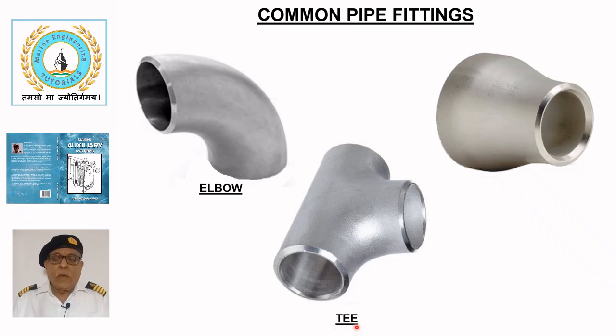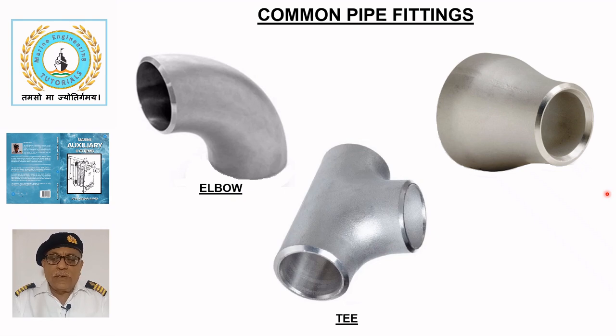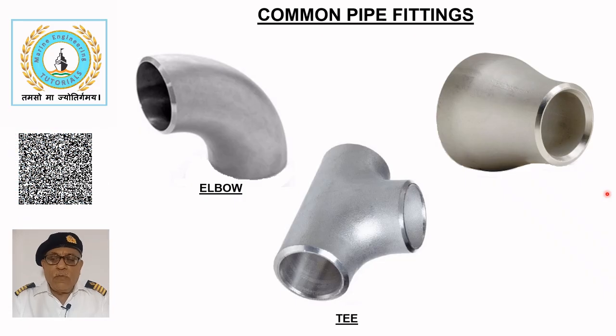Tee. A tee is used to divert flow to different systems or to combine the return flow from multiple branches into the main line. A tee may be an equal tee with all ends of the same size or a reducing tee where one or two outlets are of smaller diameter.